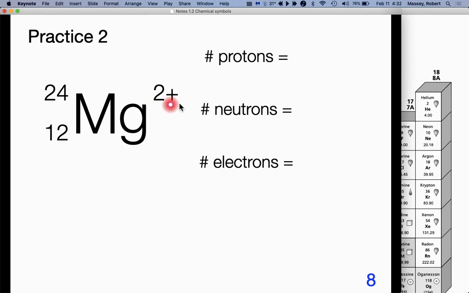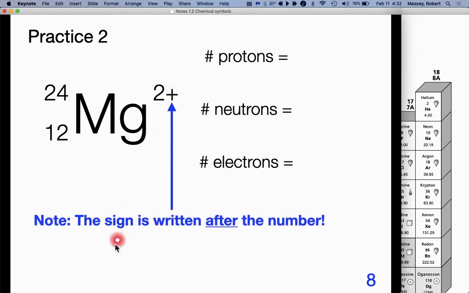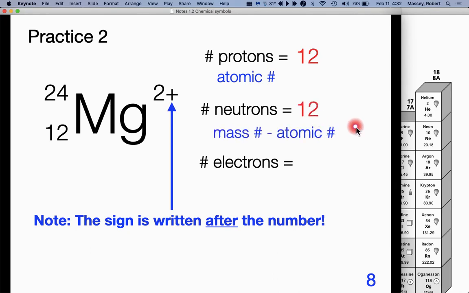So just accept this is the way that we write it. The sign is written after the number. Right, now the number of protons is the atomic number. That's this here, so that's 12. And the number of neutrons, remember, is the total number of protons and neutrons. And since the mass number is 24, subtracting 12 from 24 gives us 12 neutrons.